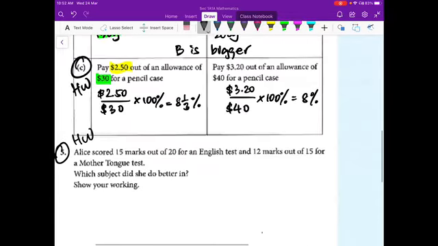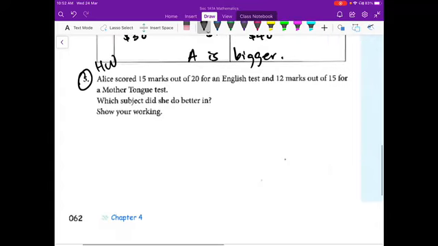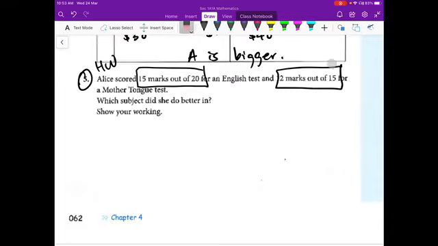Okay, so in this case, yes, A is bigger. Okay, next, question 5. At least 15 out of 20. So this is a fraction which we can convert to a percentage very easily. 12 out of 15, that is another fraction which you can convert to a percentage as well.